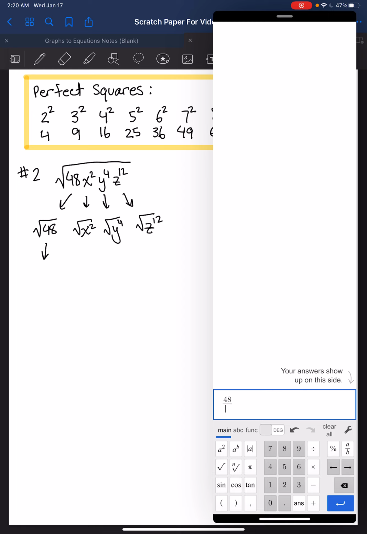Our next number down is 25. Still a decimal. All right, let's keep going down. 16. If I divide 48 by 16, I get a 3. So this is the largest perfect square that goes into 48. So I'm going to rewrite it using 16.